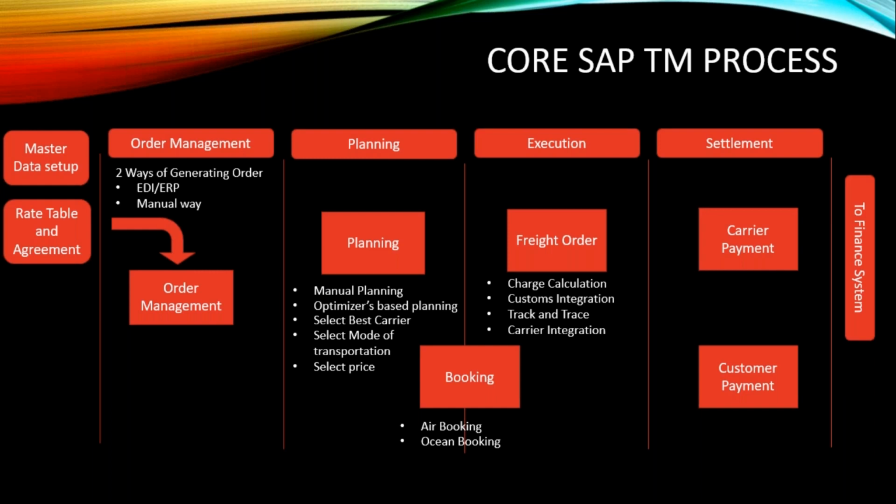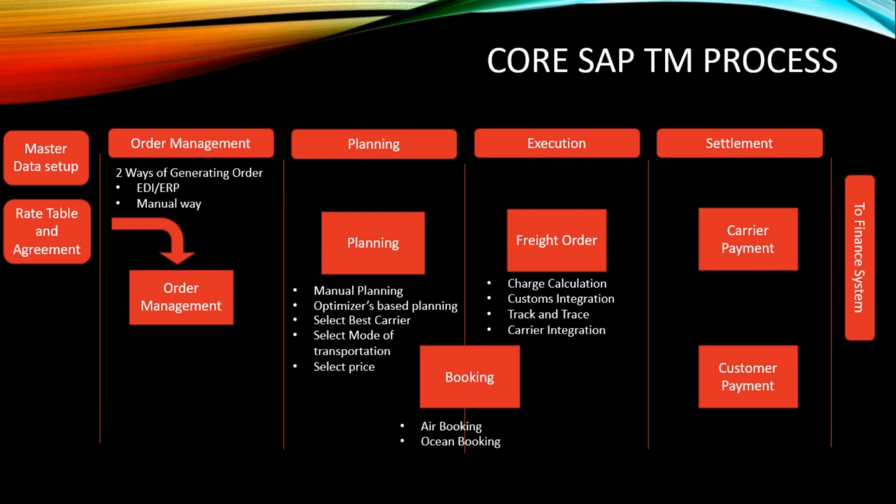Another way is you actually get into the TM system and create a manual order. Let us take an example for the same. Suppose we take Tata Steel and DHL. Tata Steel already has a contract with DHL as a preferred logistics partner.